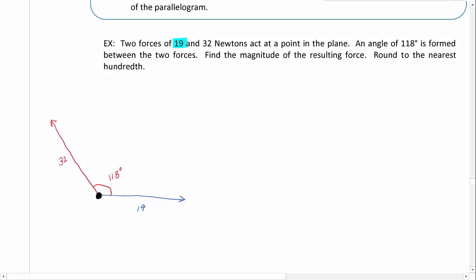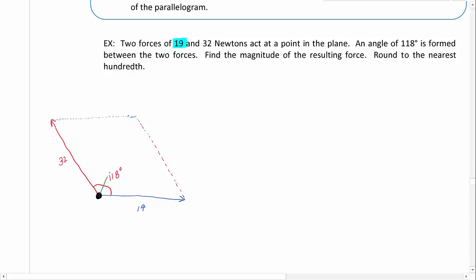So here's where we do parallelogram rule. We're creating a parallelogram by making additional vectors. So this one's going to be 19 in length, so it should be the same length and the same direction. And then we'll have another one representing the 32. And I do my best to try to make them accurate. It's going to make me feel more confident when I'm actually doing the problem. So here we go. And then parallelogram rule says that the resultant is going to be the diagonal.